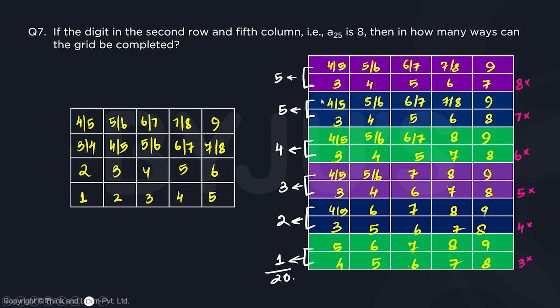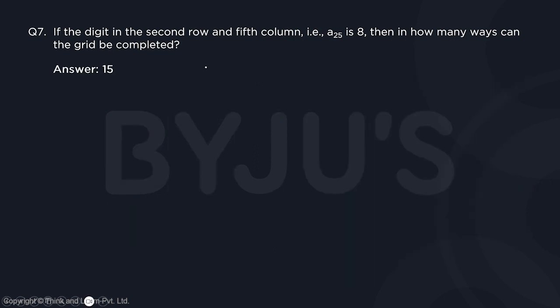Question number 7. If the digit in the second row and fifth column, A25, is 8. Second row and fifth column, we are talking about this case, so this is going to be 8 in these 5 scenarios. Then in how many ways can the grid be completed? So it can be completed in all the cases except for the first 5. So this is going to be 15. It's a TITA question, so we have to type in 15.